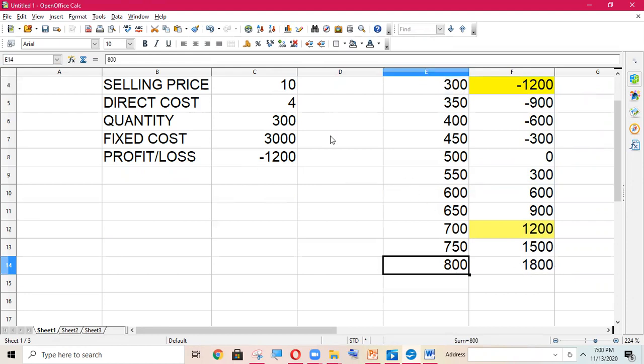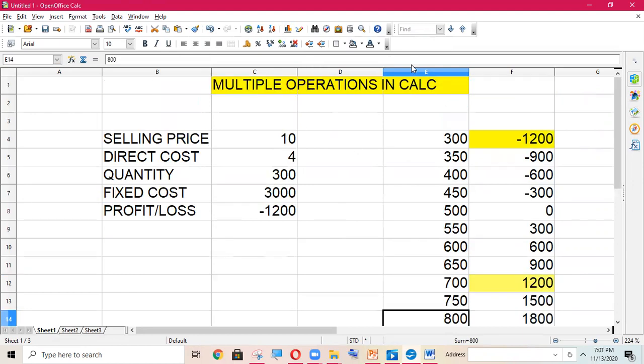So this is mostly used and helpful in business. So that's what I wanted to tell you about multiple operations in Calc.